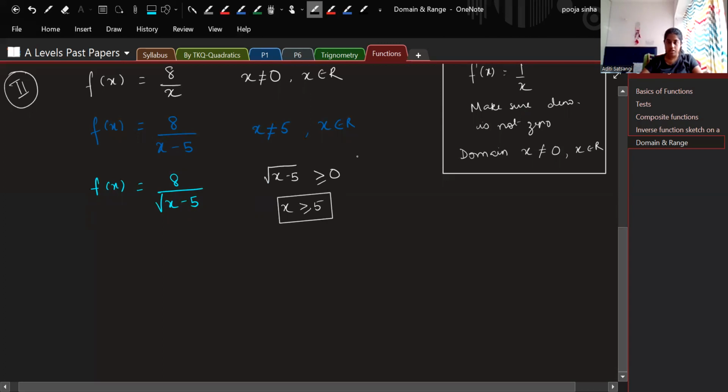And what is the second condition? Under root of x minus 5 cannot be 0. That's what we learned about the denominator, right? Which means x cannot be equal to 5. So what are the two conditions? If you combine these two, what I get is x can only be greater than 5. You will not put the equal to sign here. So you're solving in two parts. Part 1 is for the under root, and part 2 is for the denominator.